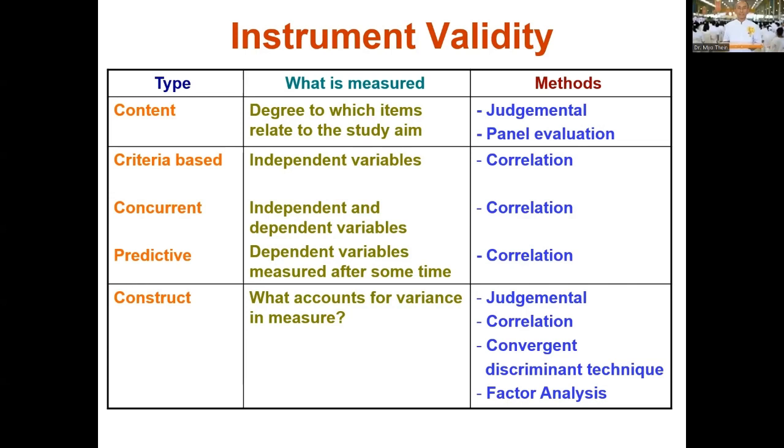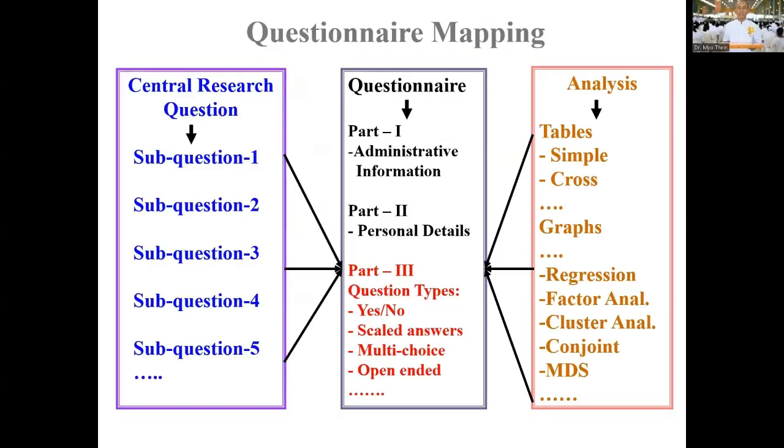Again, the next is construct validity, that is, what accounts for the variance in the measure. So there are some methods through which construct validity can be measured: judgmental, correlations, convergent, discriminant techniques, and factor analysis. So these are some of the things which we can understand through the chart.